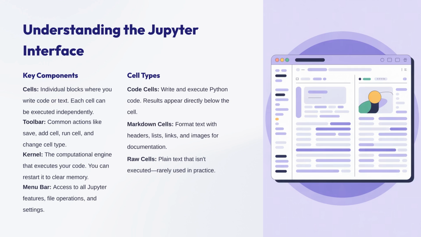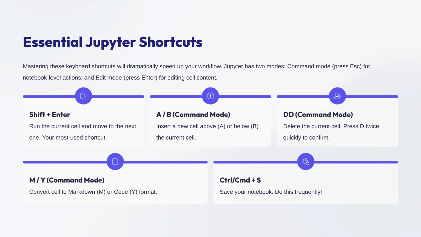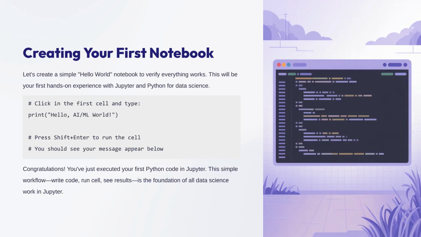Cells can be code, markdown, or raw text. Master shortcuts like Shift plus Enter to run cells, A/B to add cells, DD to delete, M/Y to switch cell types, and Control/CMD plus S to save your work frequently. Let's write a simple Hello AI World program in the first cell and run it with Shift plus Enter. Congratulations on running your first Python code in Jupyter.